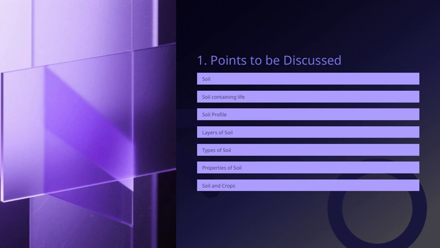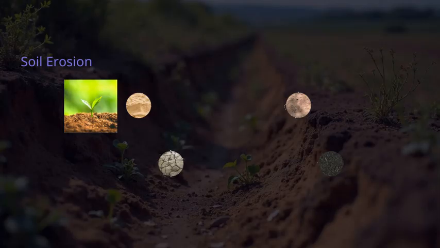Finally, we'll connect all these points by discussing how soil interacts with crops, how healthy soil promotes healthy plants and better yields. Understanding these aspects helps us appreciate the importance of soil management in agriculture and how it impacts food security. Today, I want to talk about soil erosion, which is a critical environmental issue.